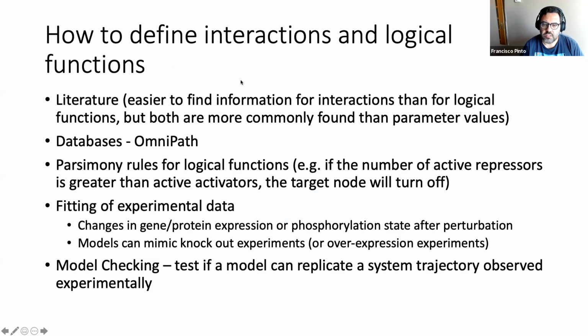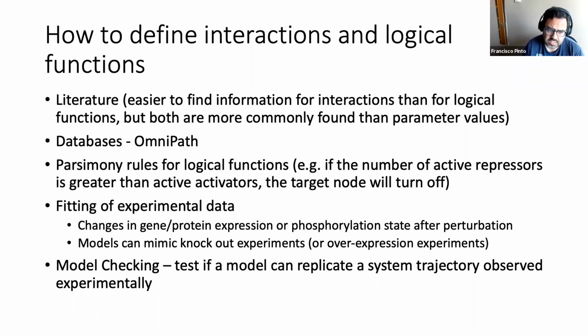So how do we define the interactions in logical functions? Basically, looking in the literature, there is a lot of information available. So it is very easy to find information about the interactions. Not so easy for the logical functions, but even for the logical functions, it is easier to find information than for the kinetic parameters of the system. So that is the reason why logical models are used to model larger networks of signaling and gene expression.